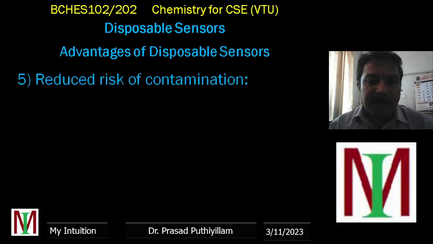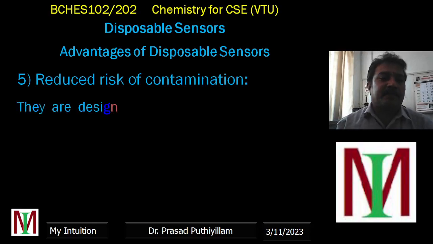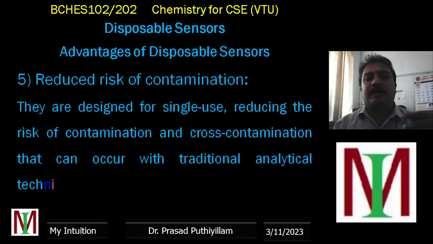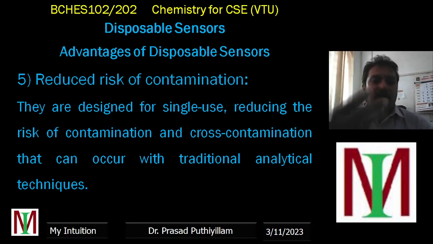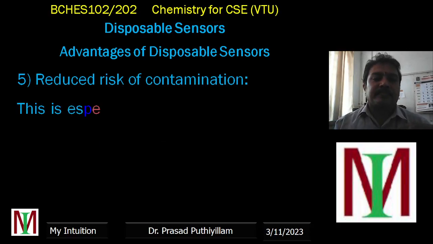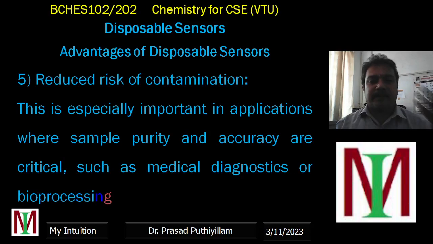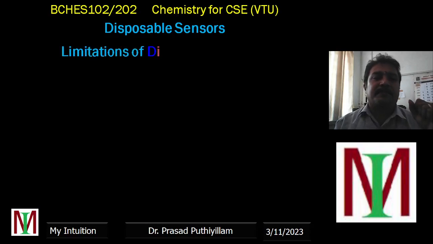It also reduces the risk of contamination because they are prepared in such a way that they will not be affected by other contamination. Only during the application we are exposing it, emitting, and getting the result. Then we are not reusing it. Therefore, there is a much reduced risk of contamination. It is very important where sample purity and accuracy are critical, mainly in medical diagnosis or bioprocessing applications.